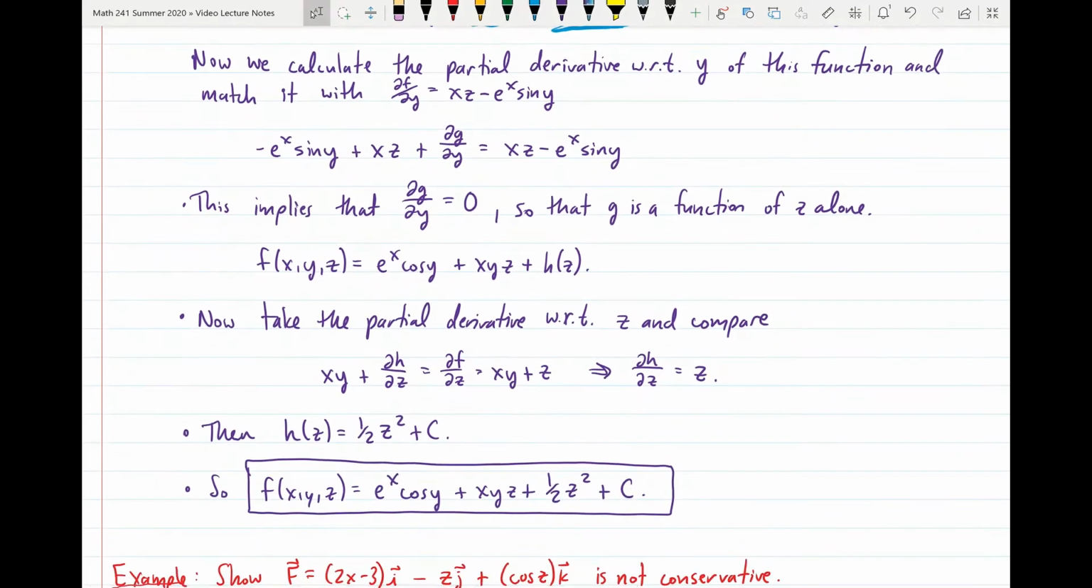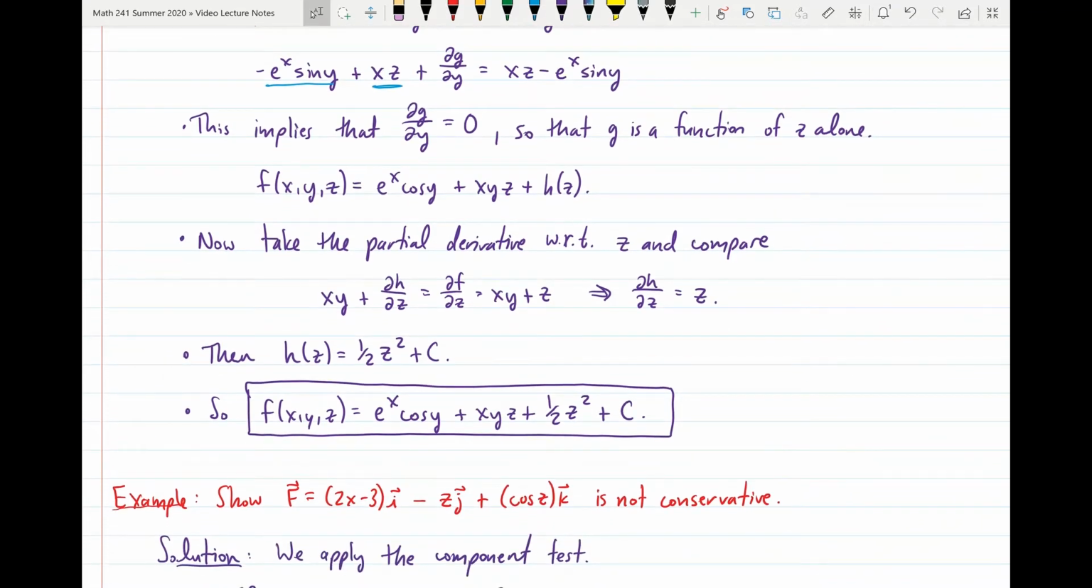And now we can add e to the x sine y to both sides of the equation here. We can subtract an xz from both sides of the equation, and we're left with the partial derivative of g with respect to y has to equal 0. And what this tells us is that g is a function of z alone.